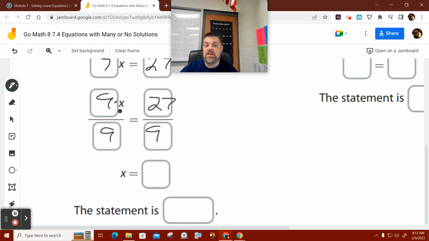Now, there will be scenarios where you want to move the 9x. In other words, you want to move the x with the 9. Most of the time, you add or subtract. So if it's a positive 9x, you would subtract 9x. If it was a negative 9x, you would add 9x to both sides. That's if you want to move the x with the 9. But our goal is to get x by itself and all the other stuff on the other side.